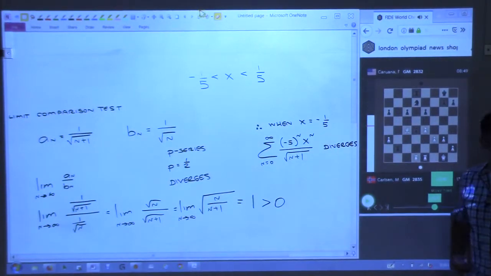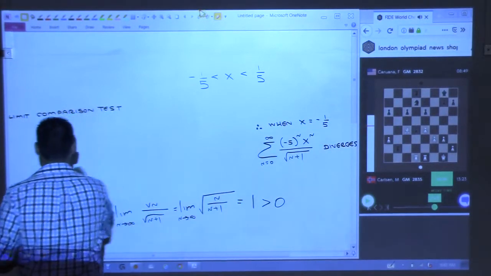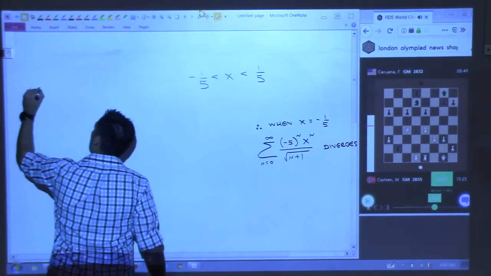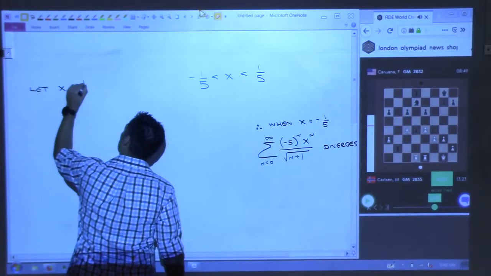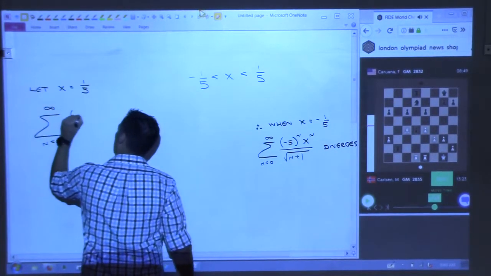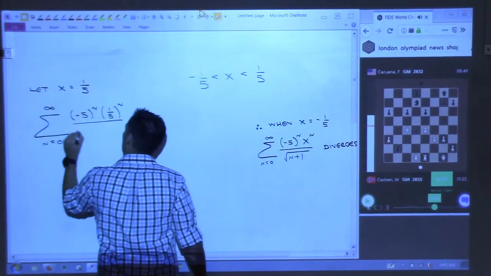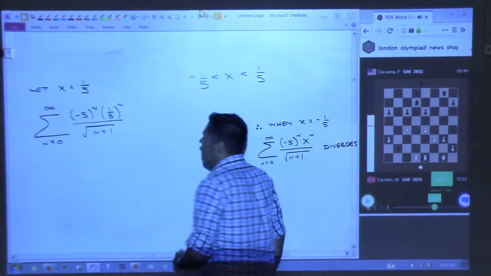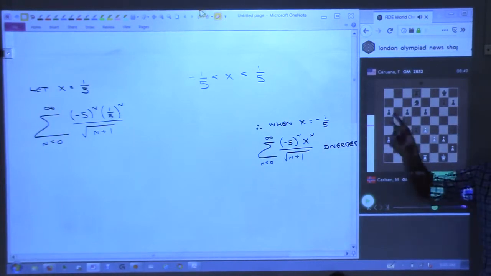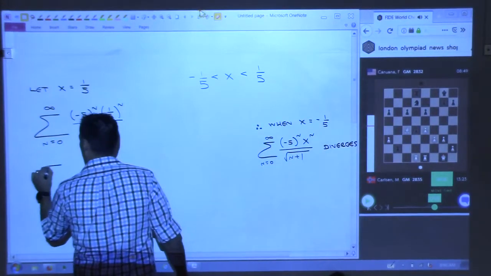All right, now what do we have to do? Check the other endpoint. Okay, let x be 1/5 this time. Then the series becomes negative 5 to the n, and then 1/5 to the n, and then over root n plus 1. So what's the difference going to be here? Now it's a negative 1 to the n on top, right? So it's alternating. It's an alternating series.